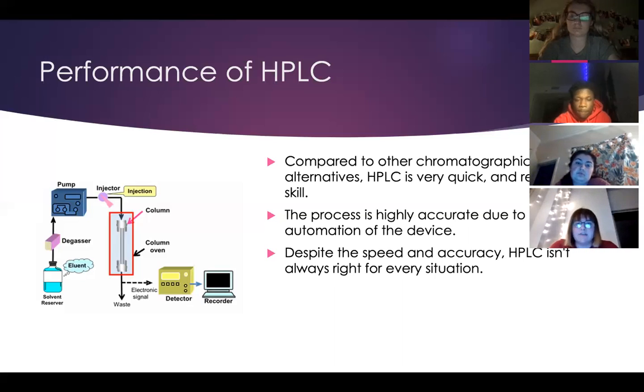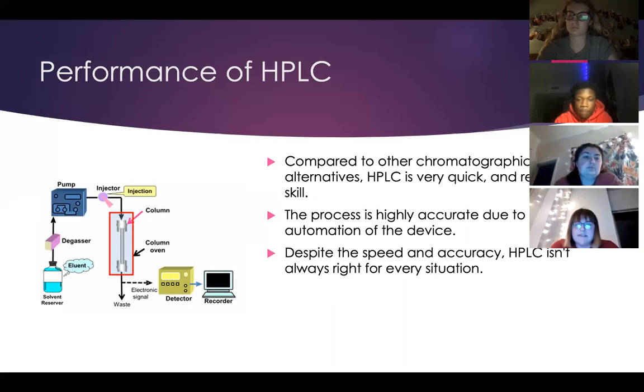Despite the speed and accuracy of this instrument, HPLC is not always right for every situation. For example, high-pressure liquid chromatography is ineffective at separating volatile materials, as those are better off being separated by gas chromatography. Certain substances are also unable to be separated by high-pressure chromatography. These substances can be completely and irreversibly adsorbed by the metal and thus unable to be detected by the device.